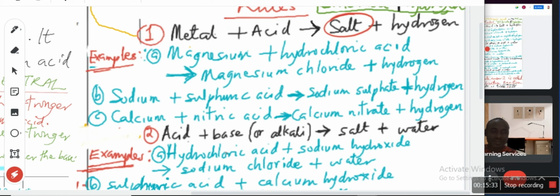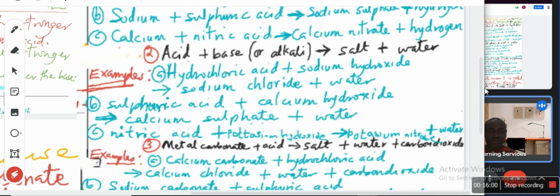Salt plus hydrogen. Metal plus acid gives salt plus hydrogen. But acid plus alkali gives salt plus water. Both of them have salt. In fact, virtually all of them will have salt. The only thing that changed is that instead of hydrogen when it is only metal, it's going to be water when it is with base. Same metal and acid, now base and acid.